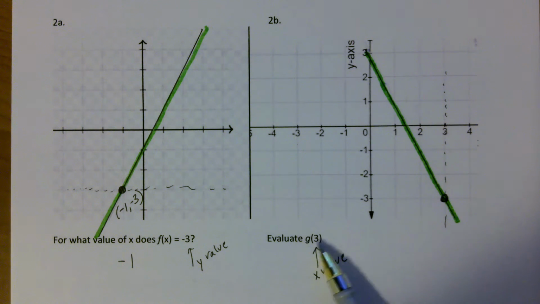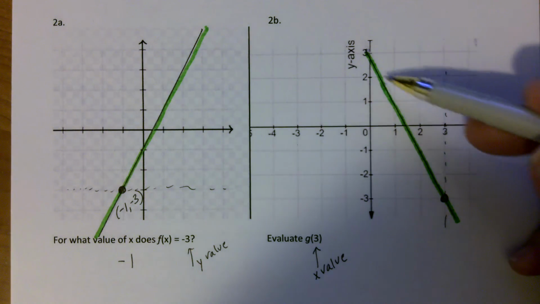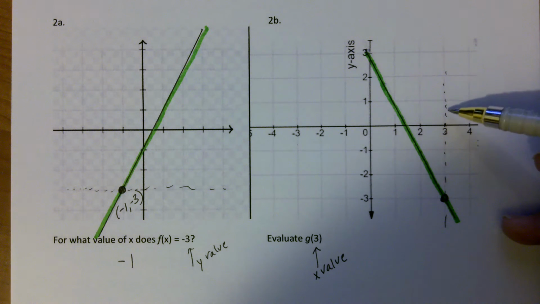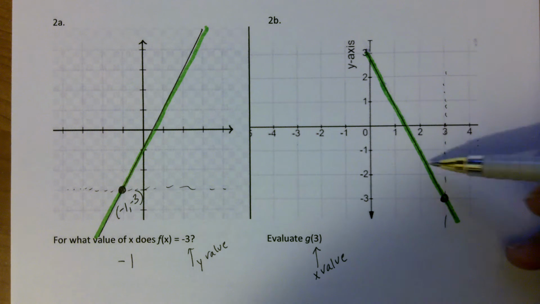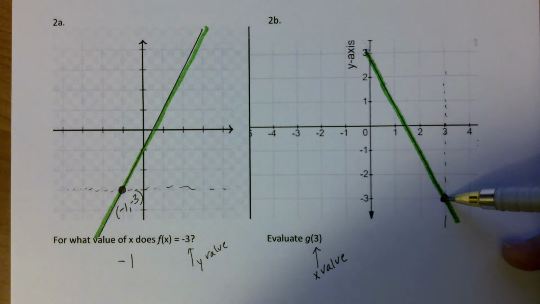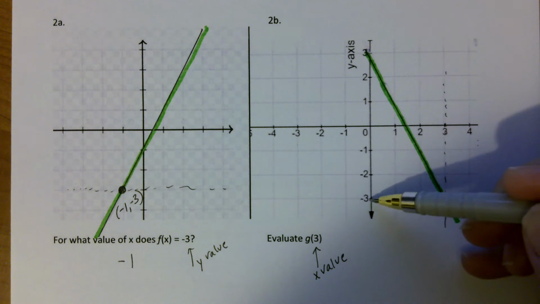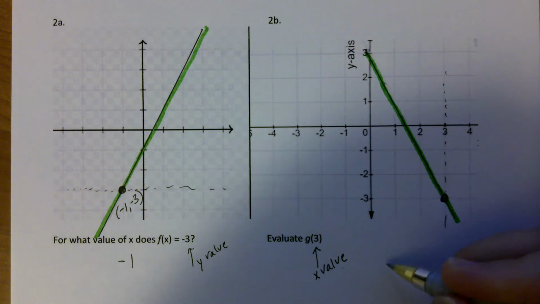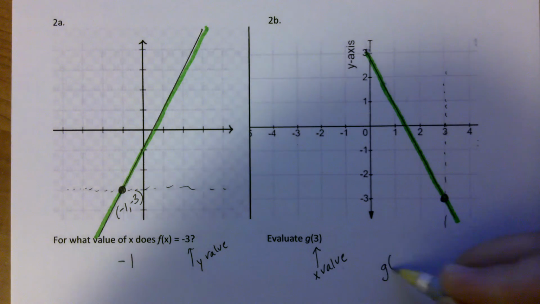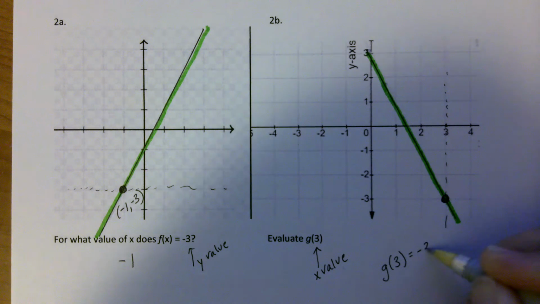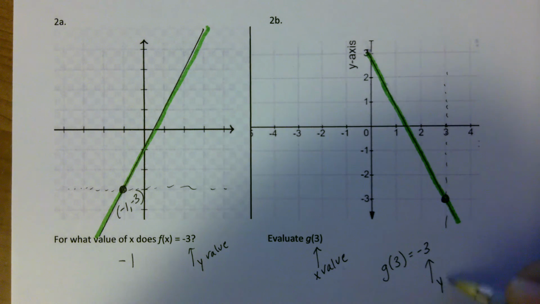Okay, so the x value is 3. Any value inside the parentheses is going to be our input, our x value. So I look at my graph, my picture, and I try to find a point on here where the x value would be 3, and it's here. And when x is 3, the y value is -3. So you would just say g of 3 equals -3. That's our y value.